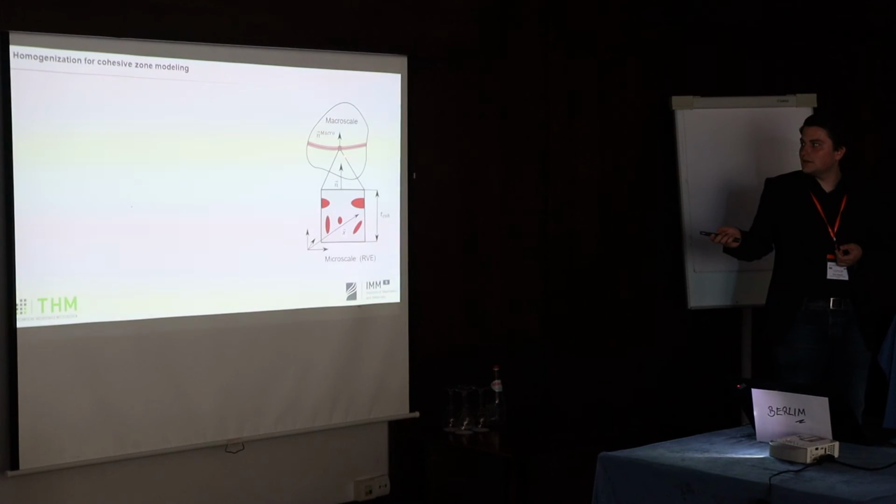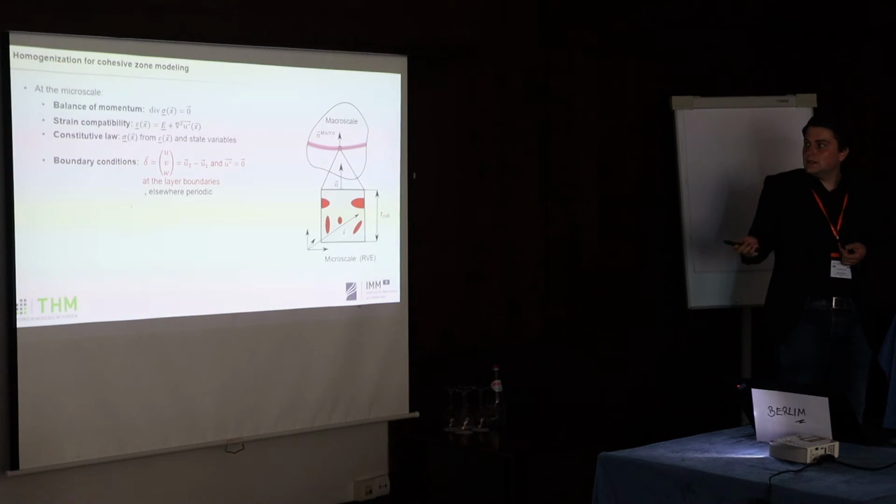So for cohesive zone models, this picture changes slightly because we do not have a whole body that we want to homogenize. We have just a certain cohesive zone, just this layer here, and the basic change at the microscale is that the thickness of this RVE is now the full thickness of the layer. So we need to model the full layer thickness for this. Then for the system of equations, there are only some very slight changes.